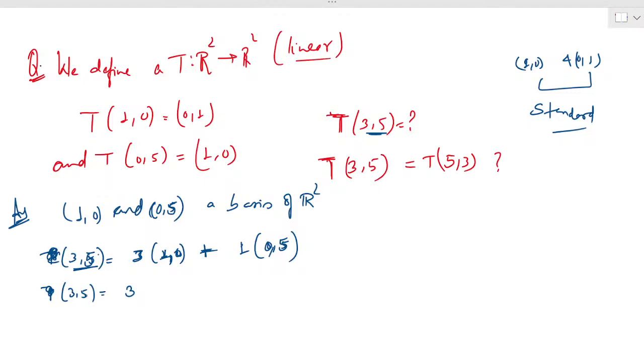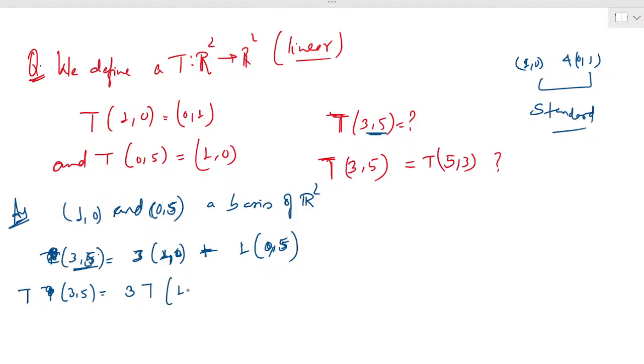So I can express my vector (3,5) as a linear combination of (1,0) and (0,5). Having said that, (1,0) and (0,5) form a basis set for R square. So (3,5) can be written this way. So I'll now apply the transformation.